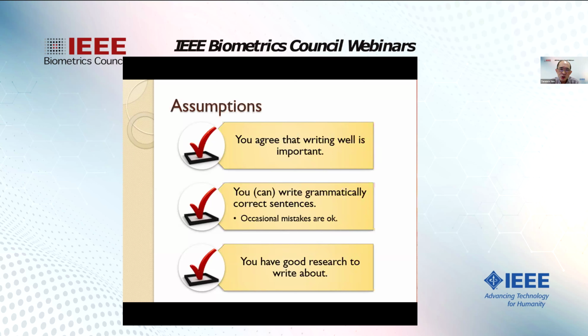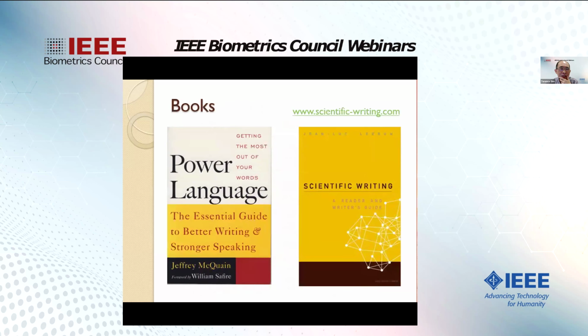The third assumption I'm going to make is that you actually have good research to write about. Because if you don't, then forget writing. Your first order of business is to get the good research done. So keep that in mind. These are the assumptions.